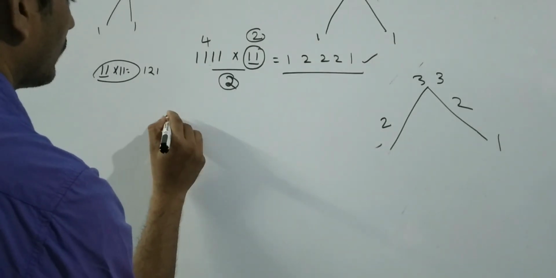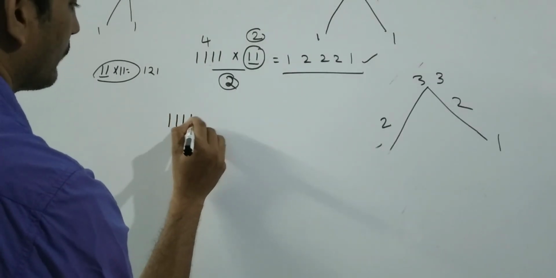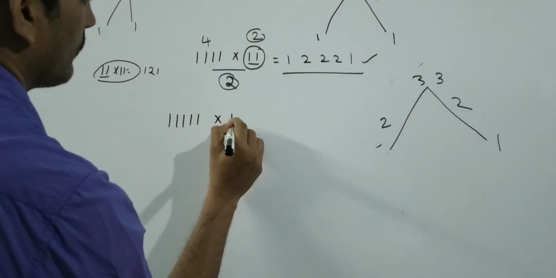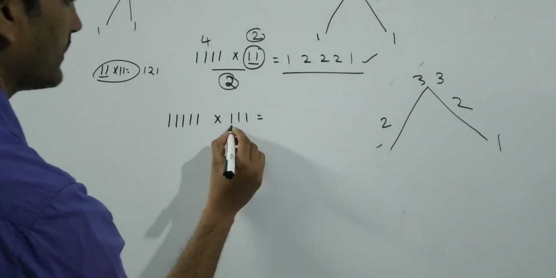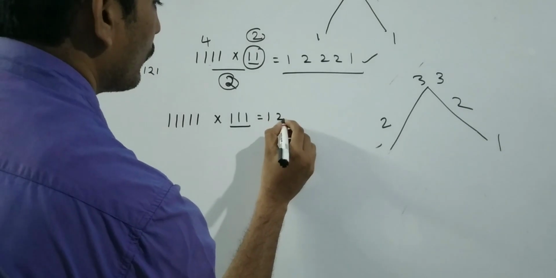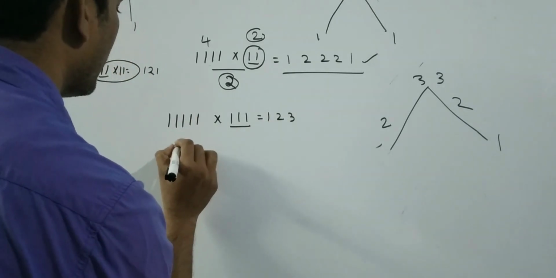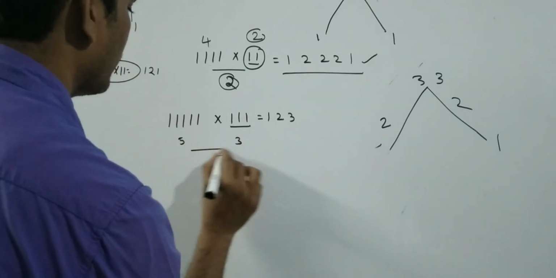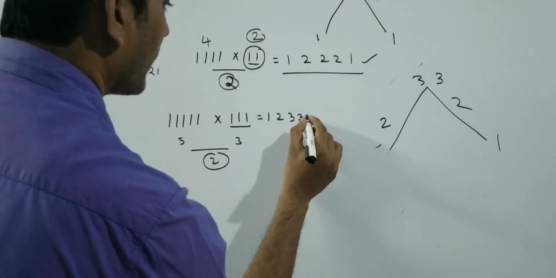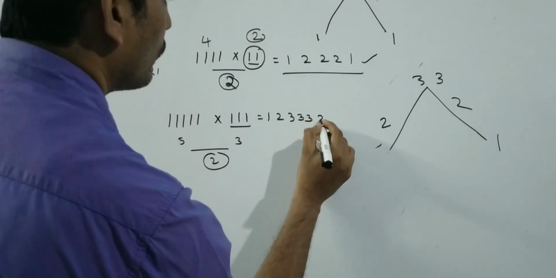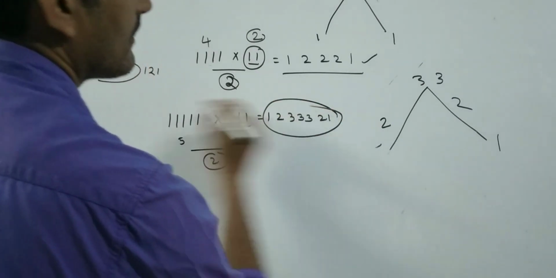See friends, 1, 1, 1, 1, 1 into 1, 1, 1. How can we write it? Here 3 digits are there, so 1, 2, 3. Here total 5, here total 3 digits. The difference is 2 digits. Then 3 again we have to write 2 more times. Then 3, 3. Then 2, 1. This is the answer.